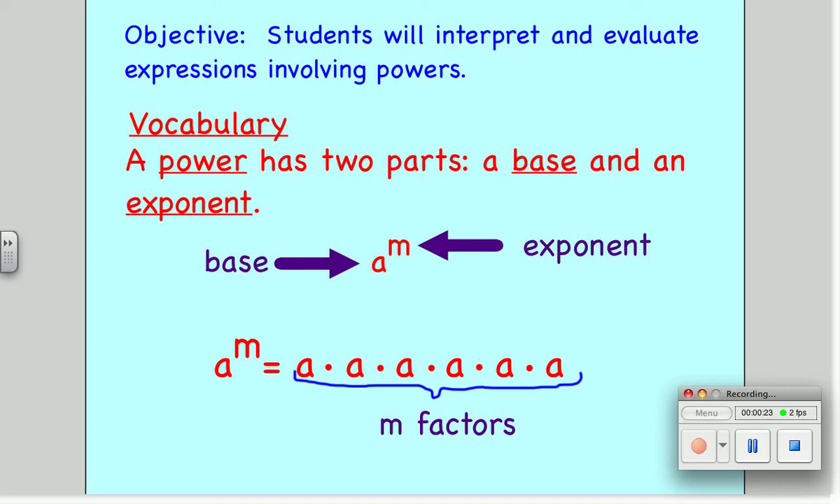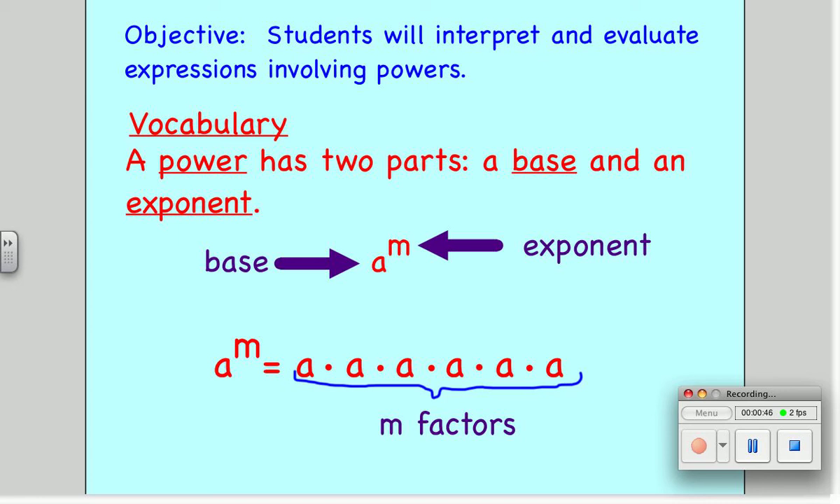So in your notebook, first of all, make sure you have today's date at the top of the page. Make sure you have 1.3, Chapter 1, Lesson 3 written somewhere, and the objective. I also want you to go ahead and write this vocabulary page because this is the basis for the whole lesson, okay? So vocabulary, a power has two parts. The two parts are a base and an exponent.